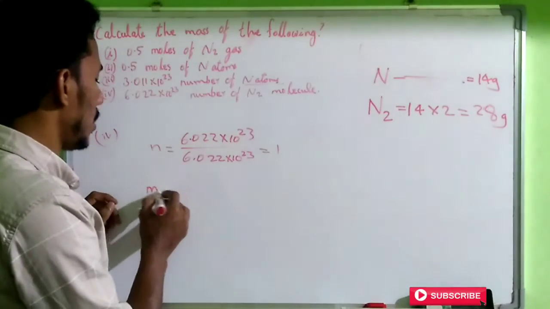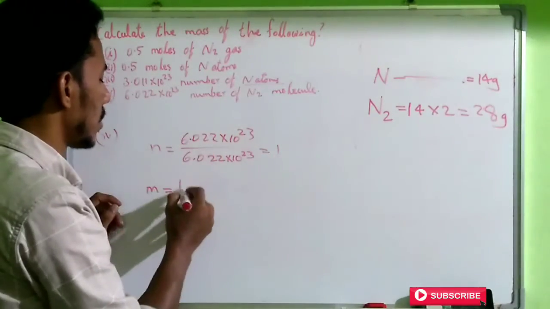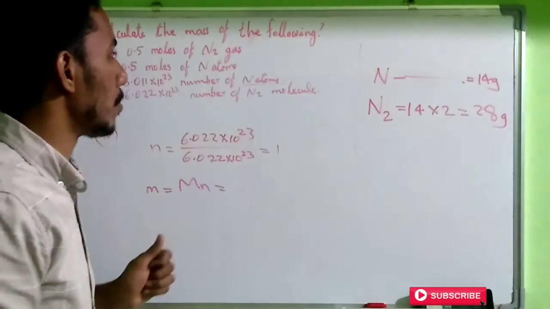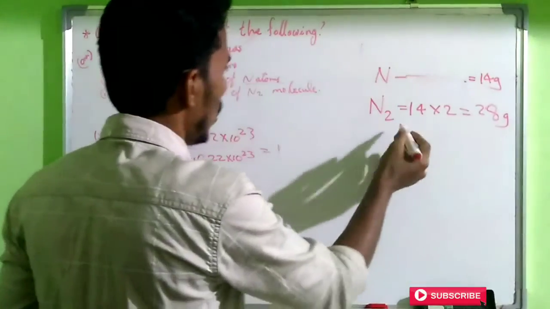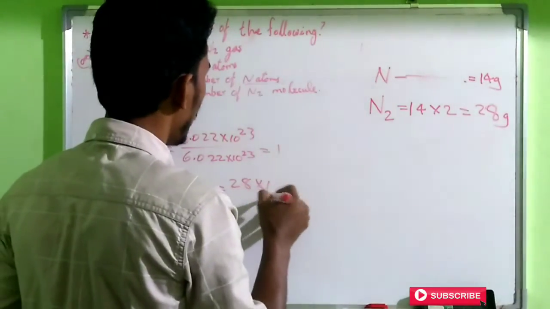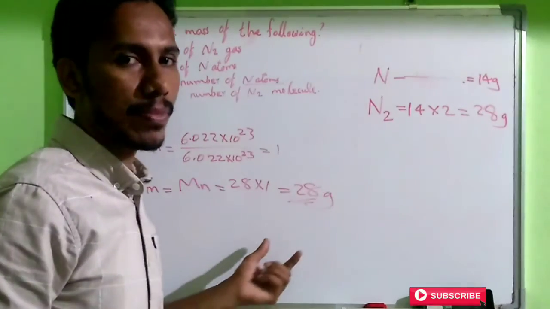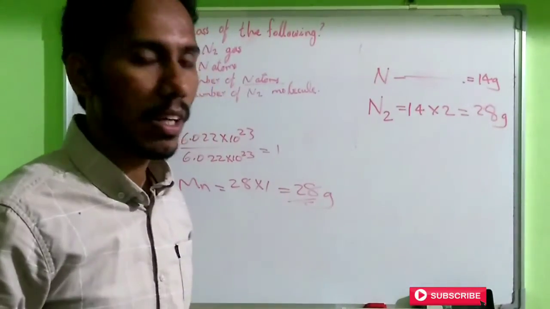Then we have to calculate mass. Mass is molar mass into number of moles. Molar mass is 28, 28 into number of moles. That is 28 gram. This is the answer. 28 grams is the answer.